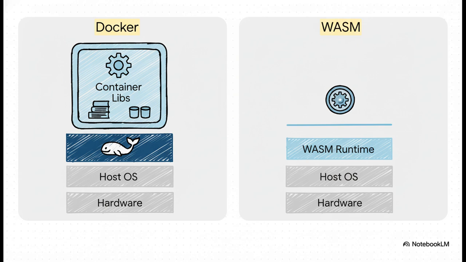A Docker container has your app, sure, but it also has all the libraries and system files it needs, all running on top of the Docker engine. WASM, on the other hand, is much more lightweight. The WASM module is literally just your compiled application code. That's it, and it runs inside a super lean WASM runtime.